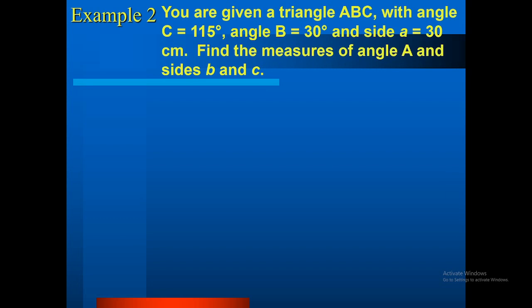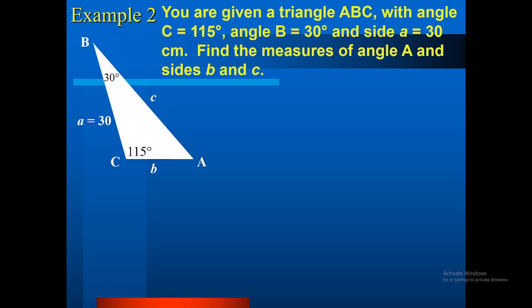Let's have another problem. Okay, we have here, you're given a triangle ABC with angle C, 115, angle B, that's 30, side A, that's 30. So we have the illustration over here. Now this time, what do I solve first? Angle A. So I will be solving angle A first. To solve angle A, what will I do to solve angle A?